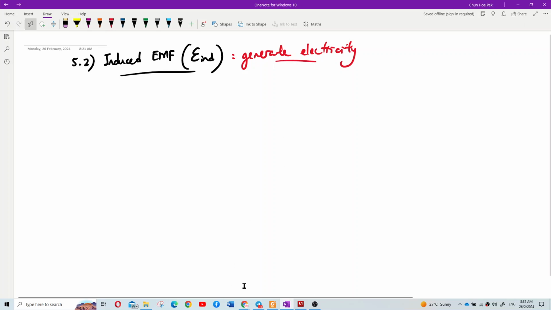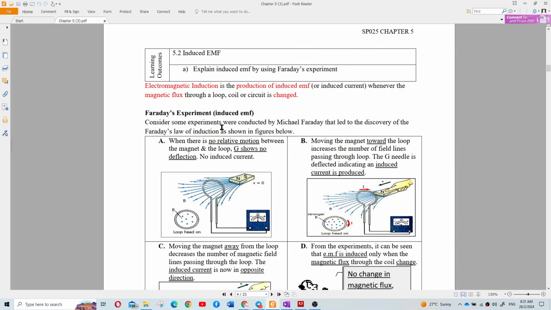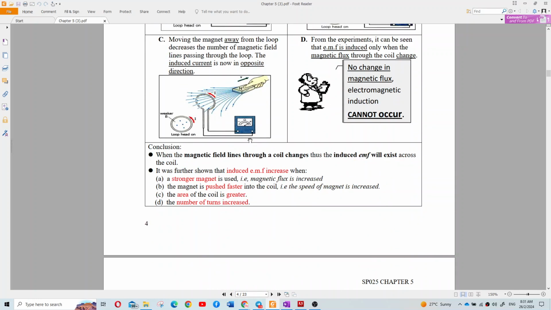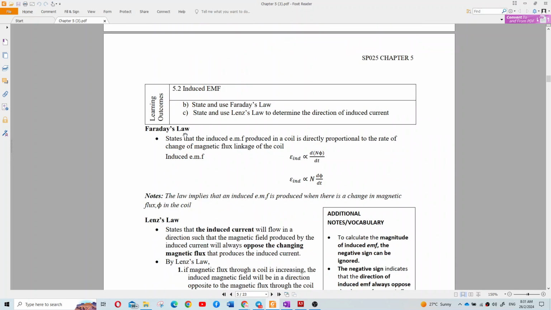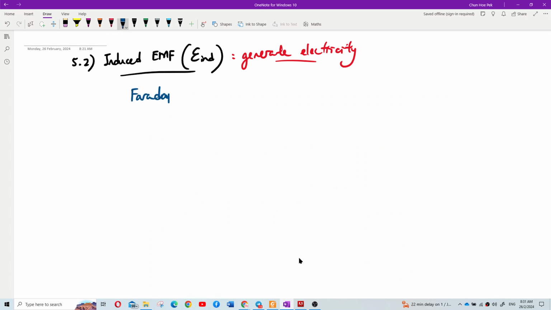Just now, you are learning about what? You are learning about Faraday's experiment. This is Faraday's experiment. Michael Faraday discovered this. Okay, so we have Faraday's law. Let's write it down. We have Faraday's law, because it is Faraday who discovered this phenomenon, so we must honor him.